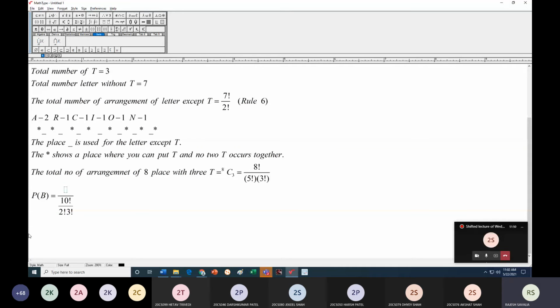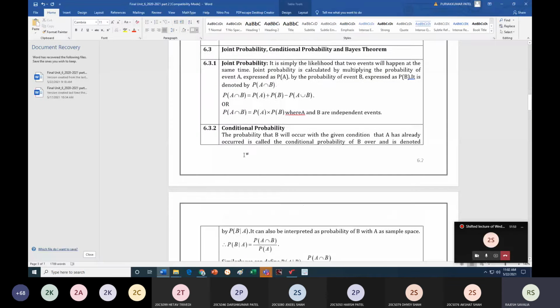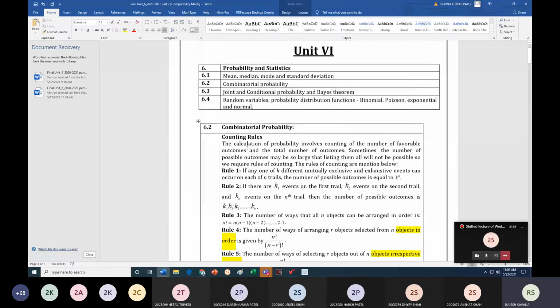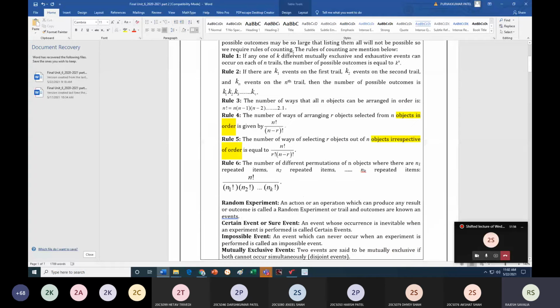Now for the numerator I am going to use one more rule. Listen carefully. Rule number 2: if there are K1 events on the first trial, K2 events on the second trial, Kn events on the nth trial, then the total number of possible outcomes is K1 into K2 into K3 into Kn. Am I right or wrong?